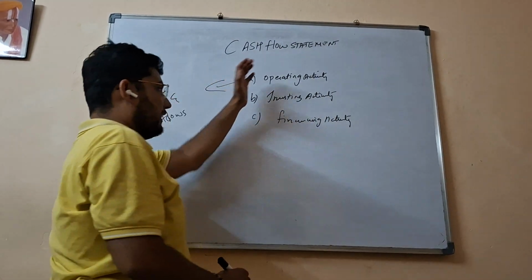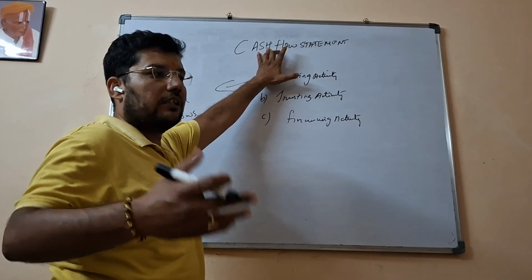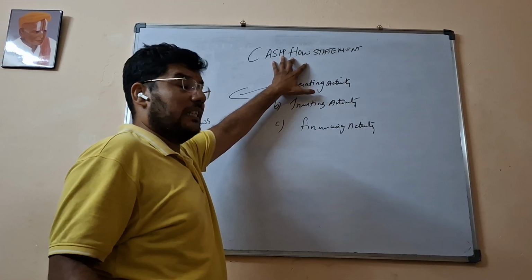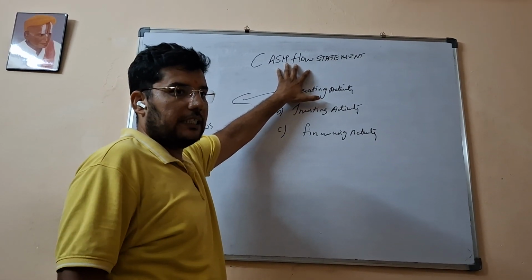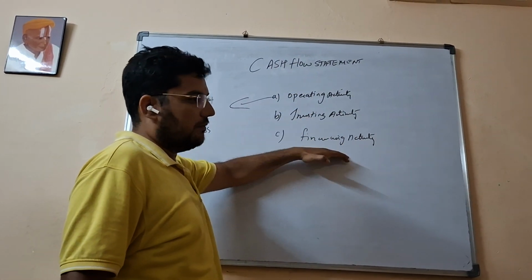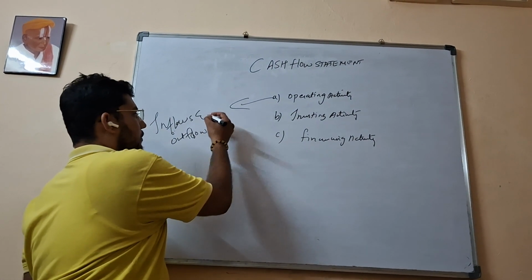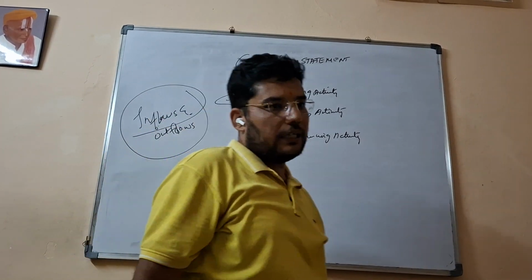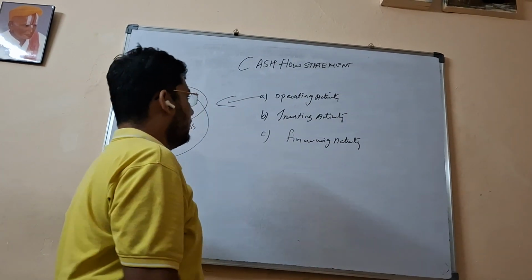So we are going to exclude certain extraordinary items and certain other incomes or other revenues which relate to investing and financing. We are going to basically take inflows and outflows of cash from operating activity.